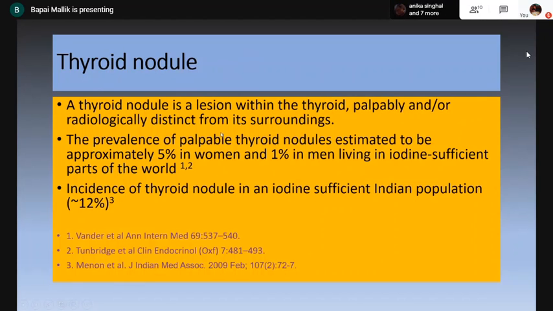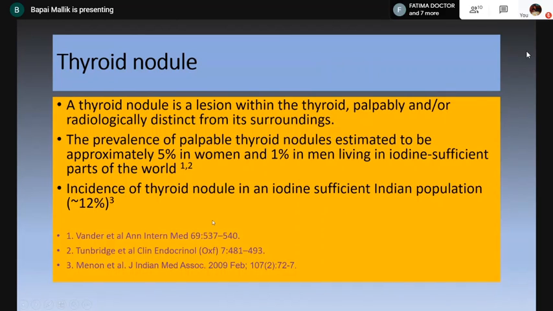Especially in the context of fine needle aspiration cytology. So, as simple as it might sound, a thyroid nodule is a lesion within the thyroid which is palpably and/or radiologically distinct from its surroundings. The prevalence of palpable thyroid nodules is estimated at approximately 5% in women and 1% in men living in iodine sufficient parts of the world, according to some of the big studies.